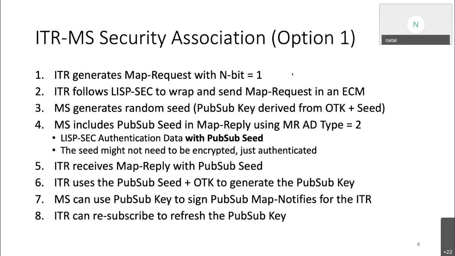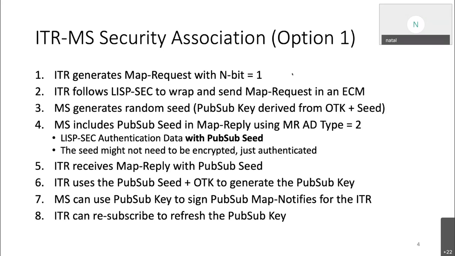This is based on the discussion on the mailing list about using LISP-SEC as a way to populate a shared secret between the ITR and the map server. In this option, it's a modification of that discussion. Basically, when you send the map request as an ITR, you encapsulate that map request in LISP-SEC using the standard LISP-SEC operation. Then on the map server side, when you receive this LISP-SEC map request with the M bit set, you generate a random seed, which later will be used to generate a PubSub key.